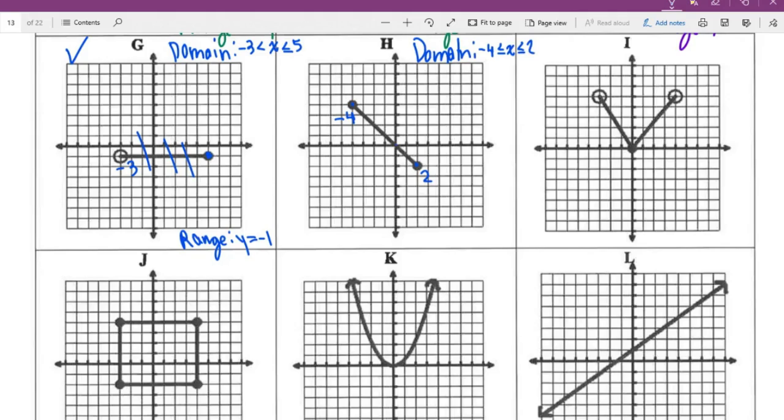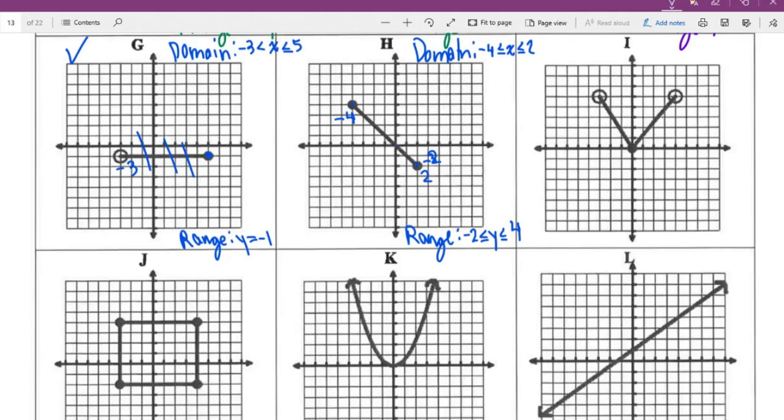For our range, let's find our bottom value and then our top value. So our bottom value is 0, -1, -2. -2 is less than or equal to y is less than or equal to 0, 1, 2, 3, 4.